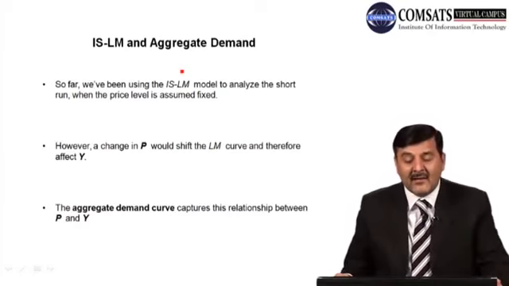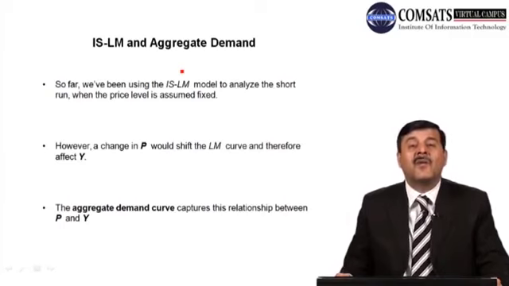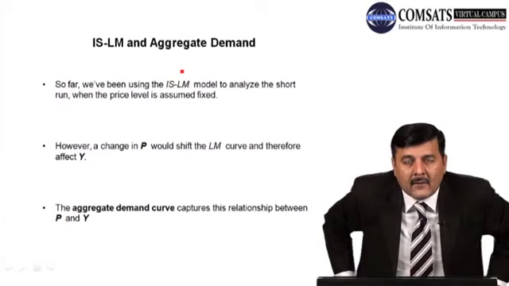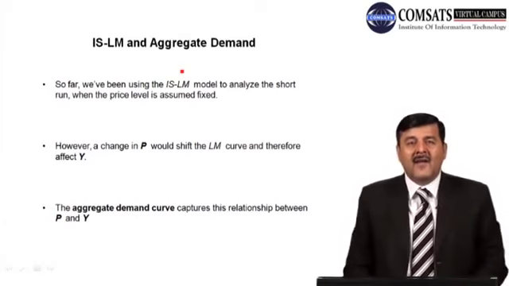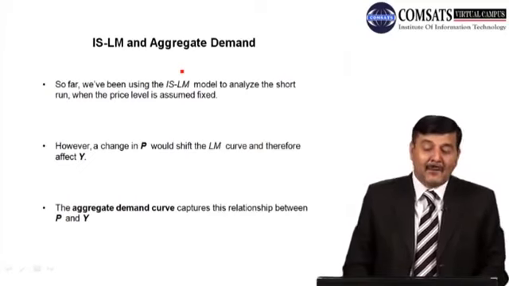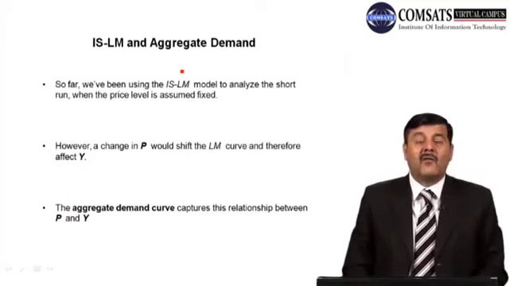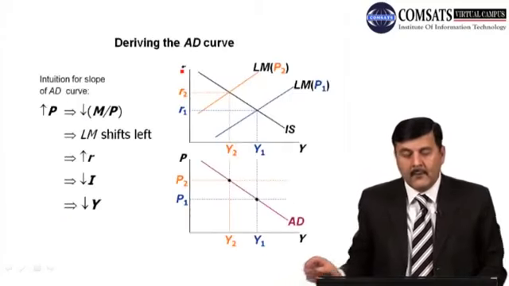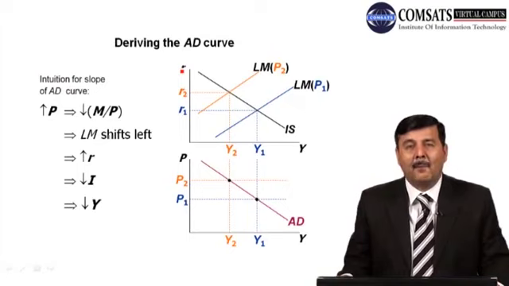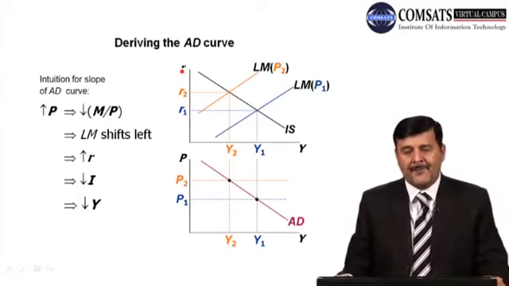So whenever there is a change in price, this will shift the LM curve leftward or rightward. So the aggregate demand curve captures this relationship between P and Y. When we say that prices are not sticky, prices are not constant, then aggregate demand captures this relationship between prices and output or income level in the economy. So by using the IS-LM model framework, we can derive the aggregate demand curve of the economy.